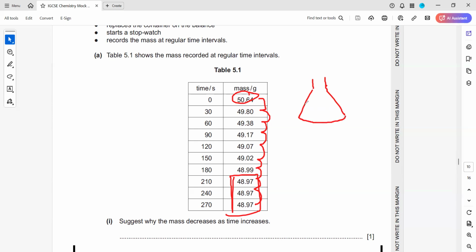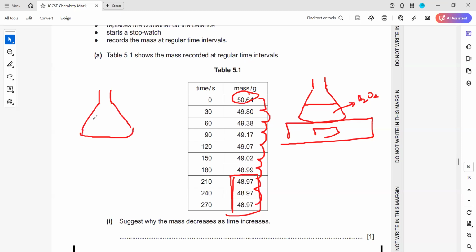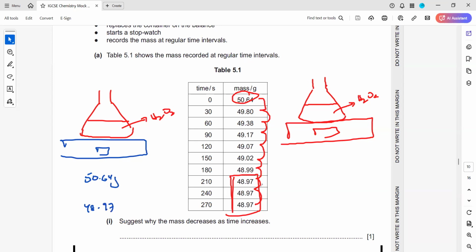Let's say you have hydrogen peroxide, H2O2, and you place it on the balance. In the second experiment, you do the same experiment but in the presence of the catalyst. The final change in the mass will be the same. For example, if the initial mass for the experiment was 50.64 grams, then at the end of the experiment the mass will be 48.97. For this one as well, it will be 50.64, and at the end of the experiment, 48.97.